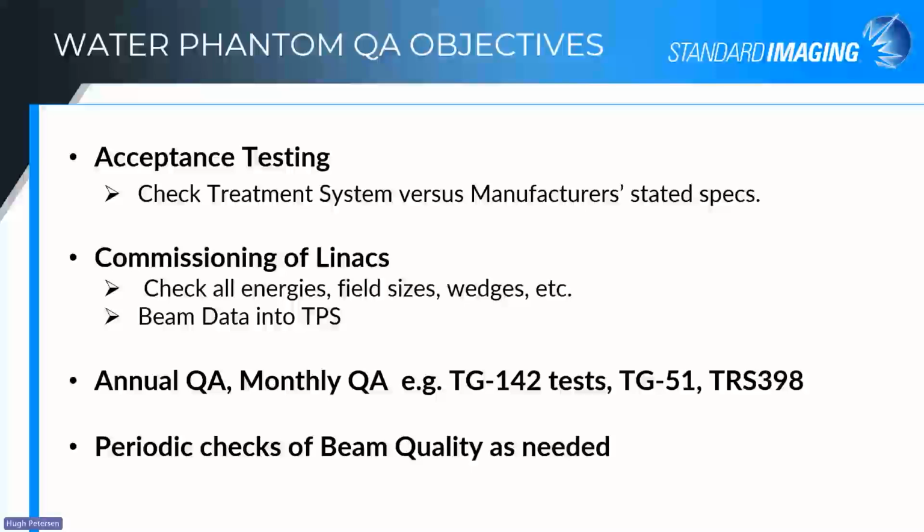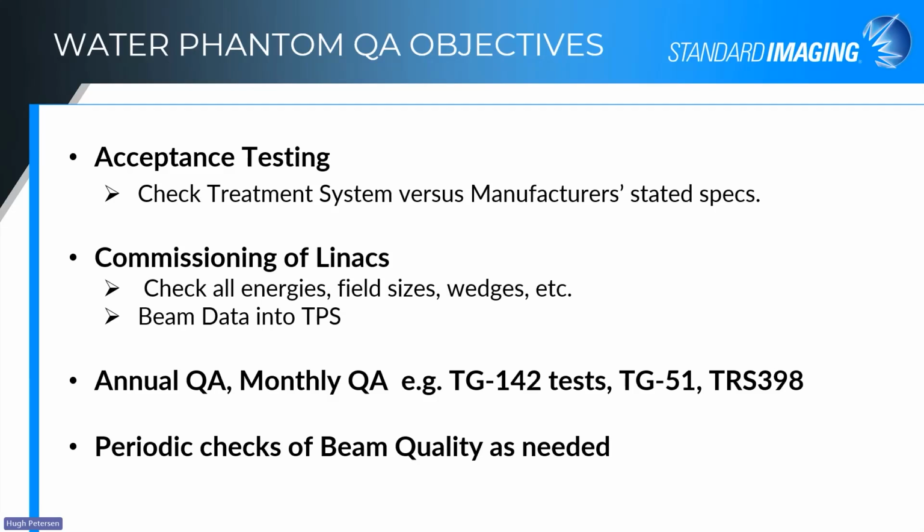So real quick, some of the objectives of a water phantom, obviously your acceptance testing. You check those treatment systems versus your manufacturer stated specs. Commissioning of the Linac, so you're checking all your different energies, all your different field sizes, your wedges, et cetera, all your different scenarios for scanning. And you want good beam data to be able to import into your treatment planning system. So that's something we take into account as well and do very well. Any host of different treatment planning systems can be imported to, and I'll touch on those in a bit.